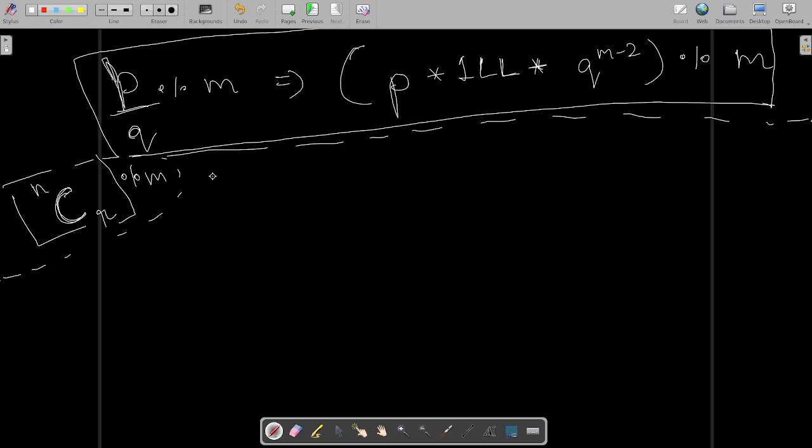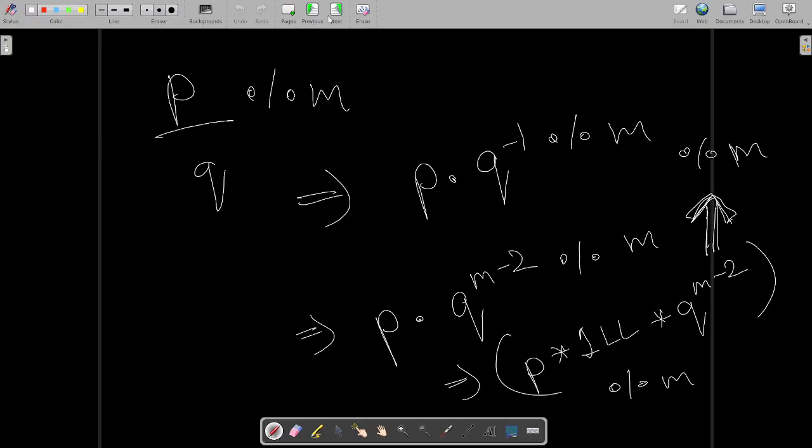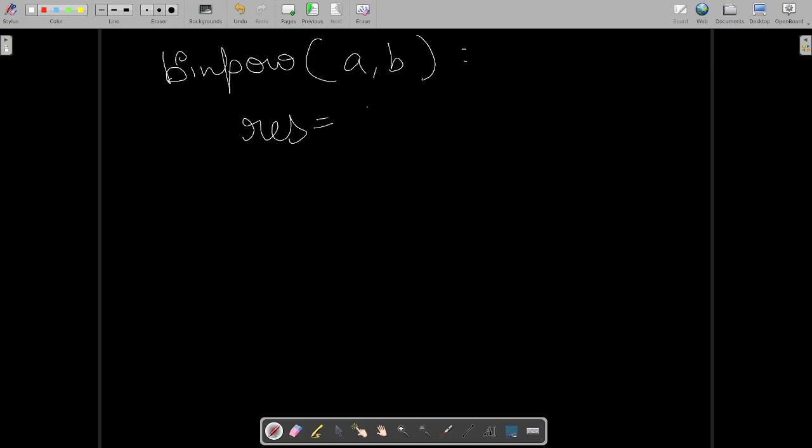Right. Now I'm hoping that all of you understood how this is obtained. Now I will write the algorithm that I wrote for binary exponentiation under the mods now. So bin power a comma b is res is 1. I am writing it in accordance to C++ constraints.